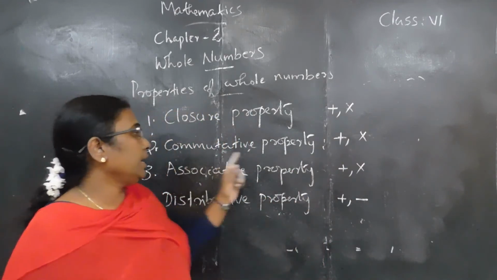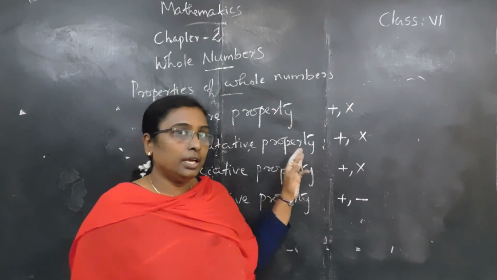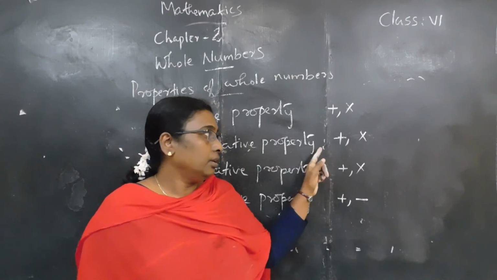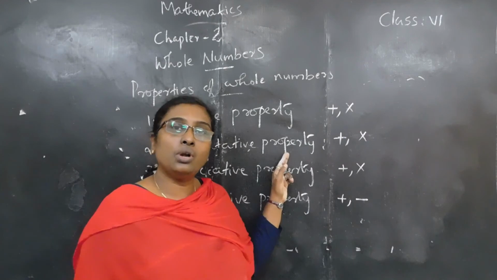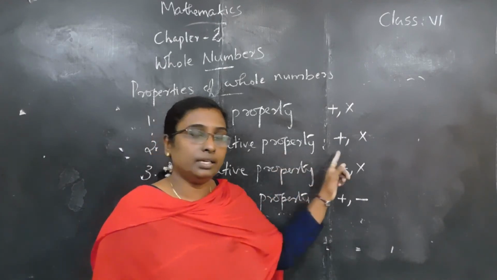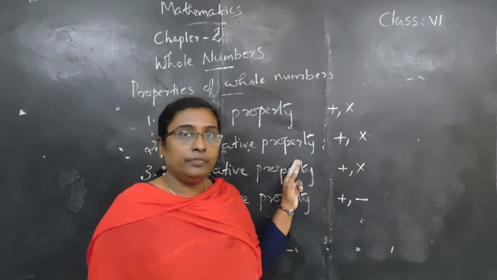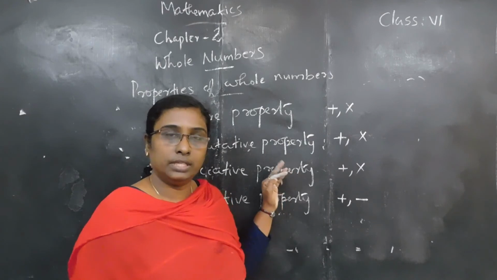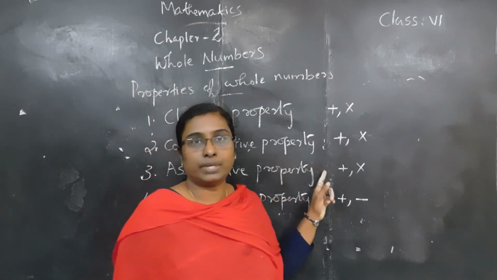The next property is commutative property. We can add 2 whole numbers in any order. The result will be the same. So, we can say that the whole numbers are commutative under addition. In case of subtraction, we cannot subtract 2 whole numbers in any order. Therefore, the whole numbers are not commutative under subtraction.